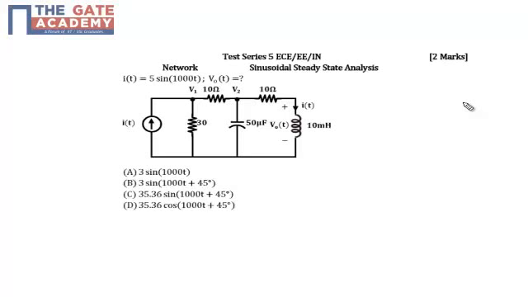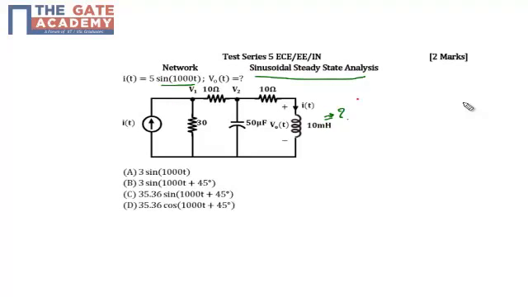Hello friends, this question is from the subject of networks and the topic of sinusoidal steady state analysis, and the question asks us to find the output voltage V0. V0 is across the 10 millihenry inductor. The question says that the input current iT is 5 sin 1000t, where 1000 is the omega frequency, the operating frequency of the circuit.